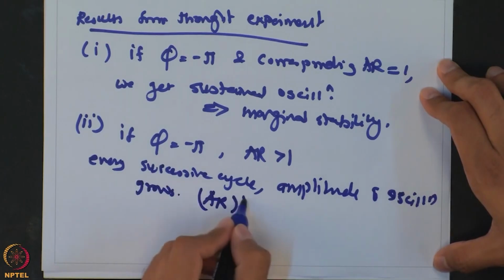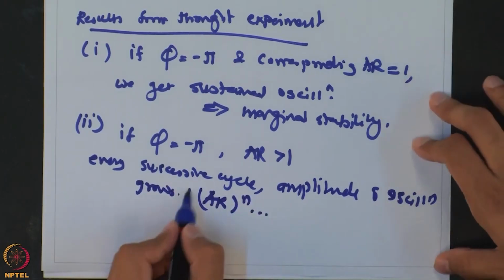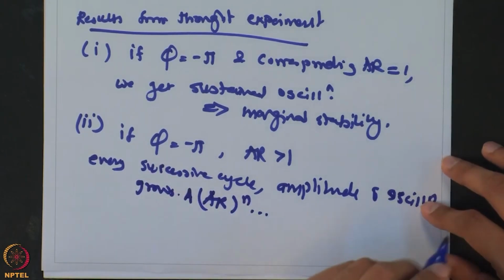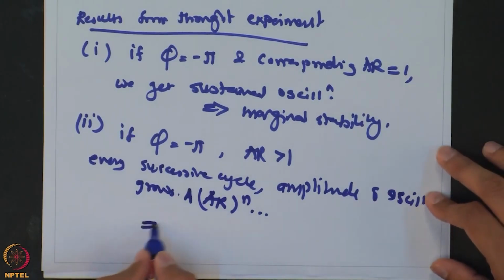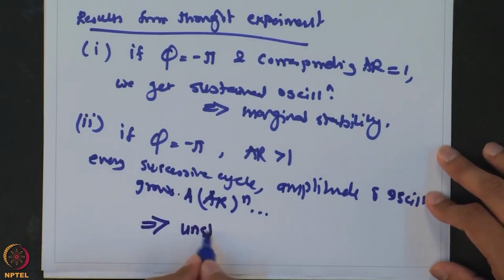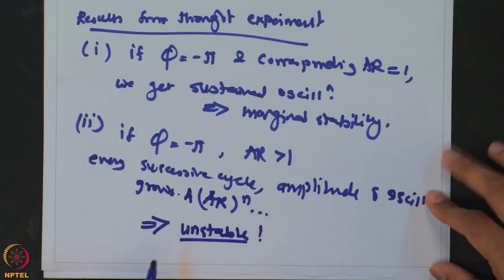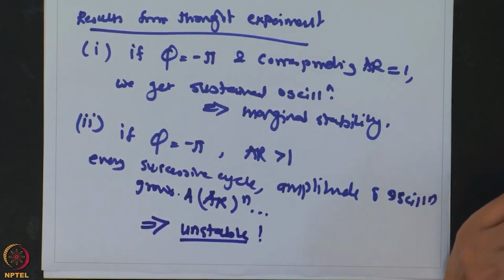Because you will get AR raised to n. So the amplitude will keep on becoming AR raised to n. So what does that mean? The system is unstable, because the system will have growing oscillations.